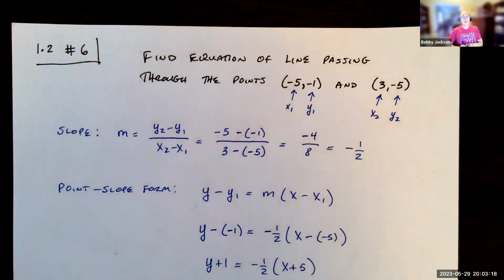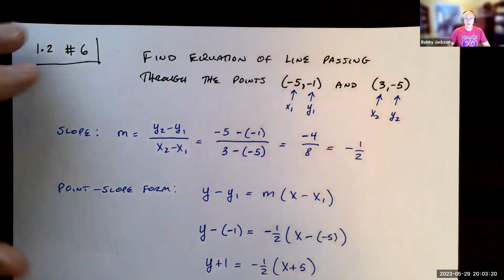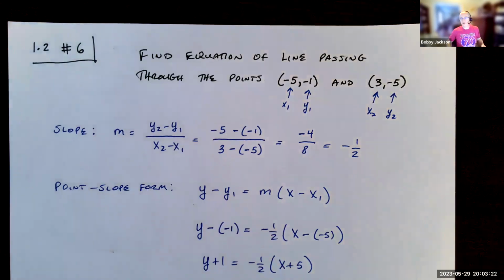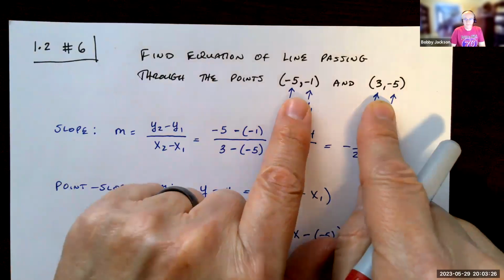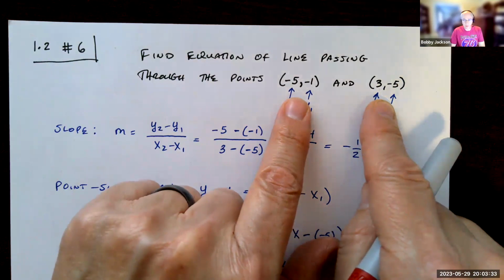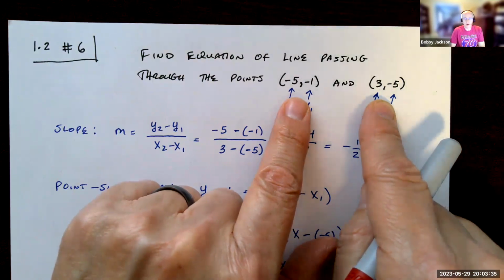Let's take a look at number 6 in section 1.2 and achieve. We're to find the equation of the line passing through two given points. Okay. And what do we do to find the equation of the line? Well, we need two things, right? We need a slope and we need a point on the line.